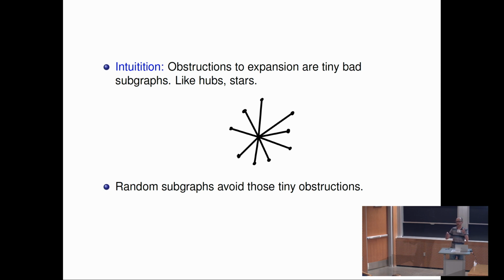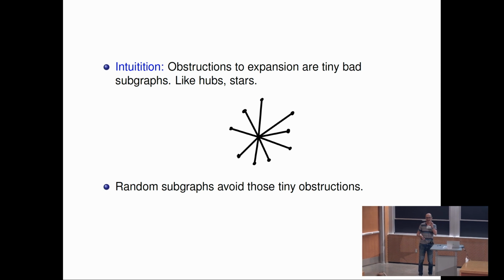But when you take a random subgraph, it tends to avoid these tiny obstructions. Plus we have a deterministic correction. We can also remove 1% of the bad guys. And if you have isolated vertices, we just remove them deterministically. We don't know what that deterministic step does, but apparently it is able to improve expansion. So that's my explanation of why this phenomenon may happen.